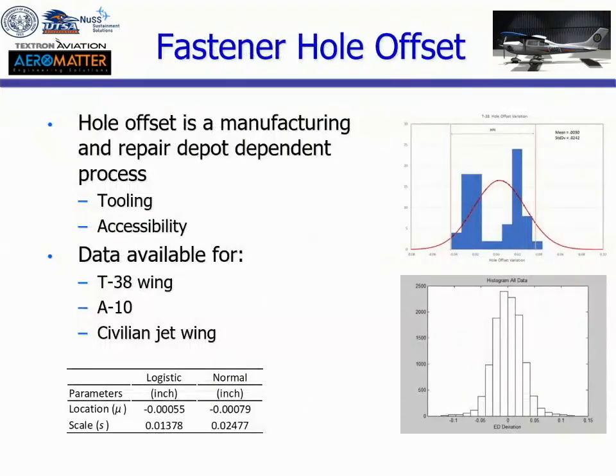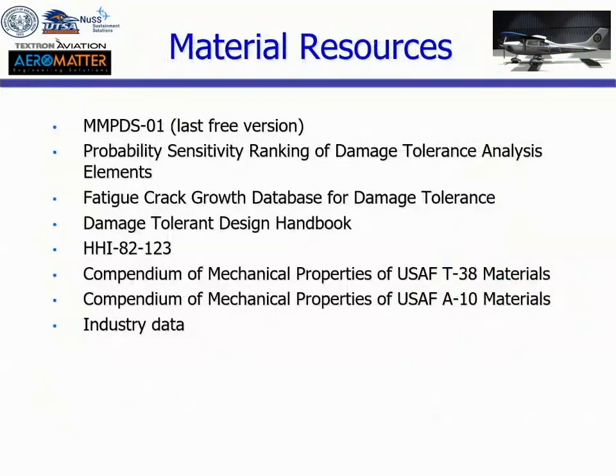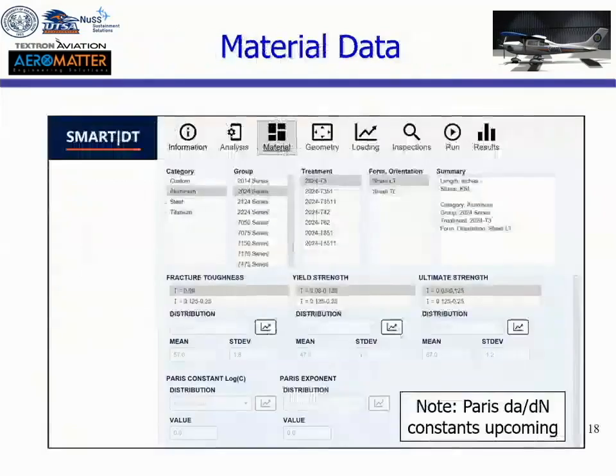Okay, fastener hole offset, sometimes called edge distance, can be an important one, and that's been collected from a couple of sources and then combined to come up with a distribution for that. Material sources: MMPDS was a great source. There's a number of other publications out there, in the Damage Tolerance Design Handbook and so forth, that have been used to collect information and combine it.